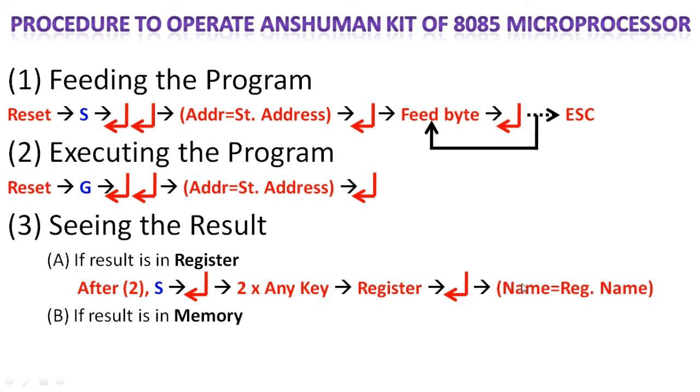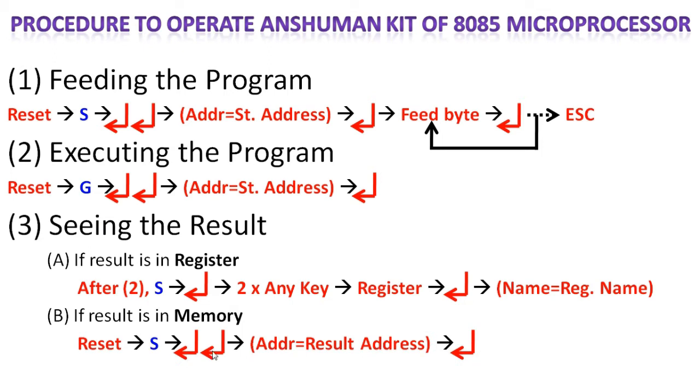Here the name will be the name of the register whose contents you want to see, so the register name should be pressed from the PC keyboard. As you press the B register, you will find the contents, that is 07. Then if you want to see the results in memory, this is the process.